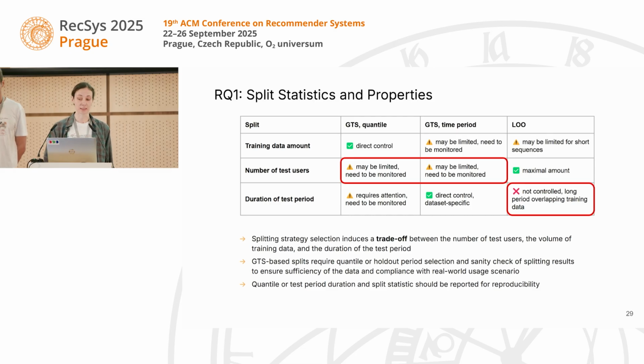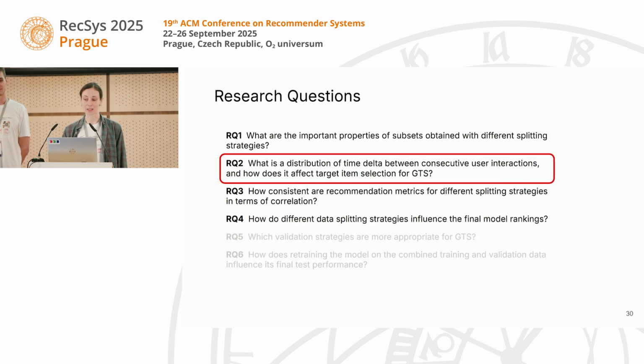So, when selecting a splitting strategy, we face a trade-off between the number of test users, volume of training data, and duration of the test period. When using a global temporal split, we must choose a dataset-specific quantile or test window and check and report the splitting results. Let's move to the next research question.